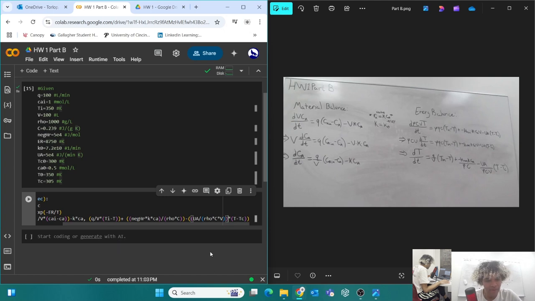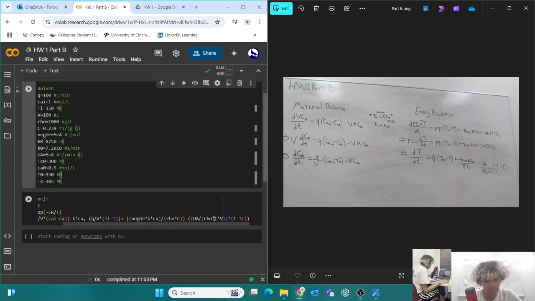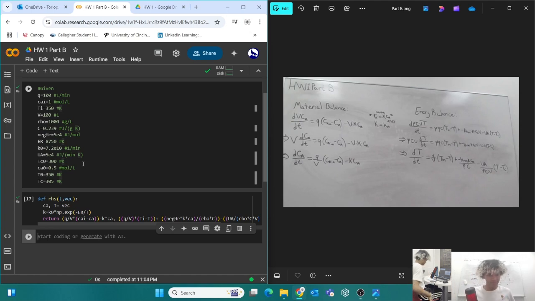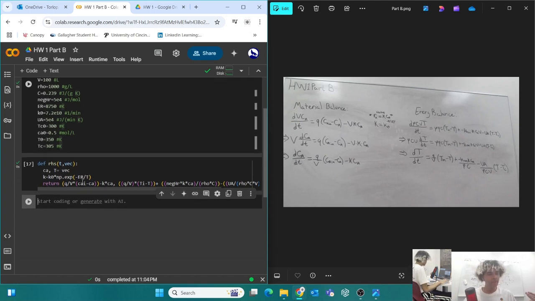So that way we're saying that rho times heat capacity times volume is being multiplied, and that's being divided by UA, and then all of that is being multiplied by temperature minus TC. Let me make sure that same logic applies with the other ones as well. Yes, okay, good. I'm a worrywart, so I like to make sure everything is going to work accordingly. Perfect, so now we have the function defined.